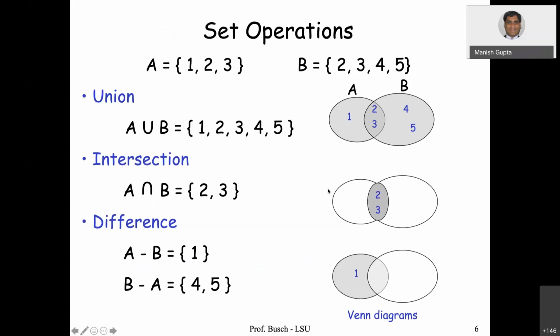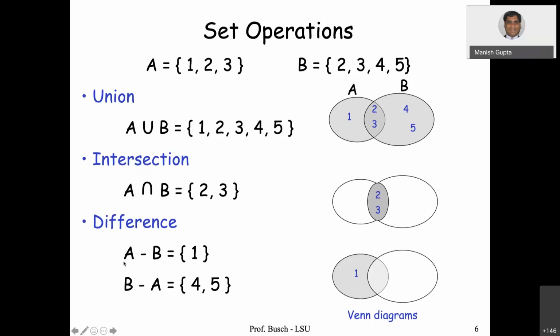We can do certain operations on sets. If A is {1, 2, 3}, and B is {2, 3, 4, 5}, we can define the union. A union B contains elements that belong to A or B, right? So it is 1, 2, 3, and 2, 3 is common, and 4, 5 is there. So {1, 2, 3, 4, 5} is the union. Then we can define intersection, what is common between them only. It is the elements 2 and 3, right?